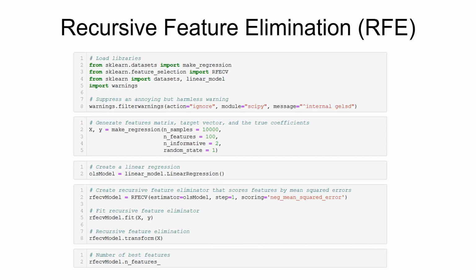RFE means recursive feature elimination. Here we have RFE-CV, where CV means cross-validation. It is a feature ranking with recursive feature elimination and cross-validation selection of the best number of features.